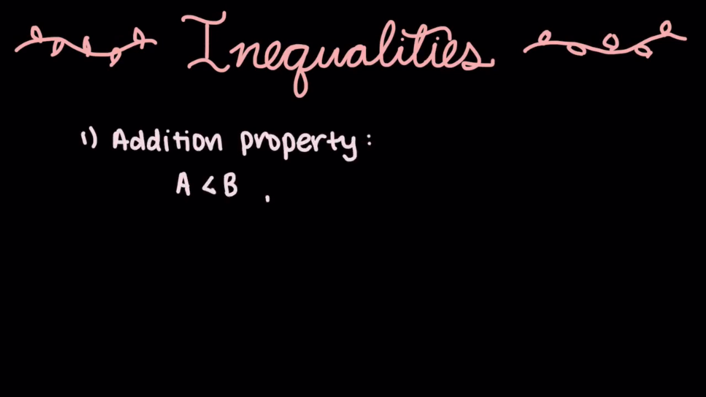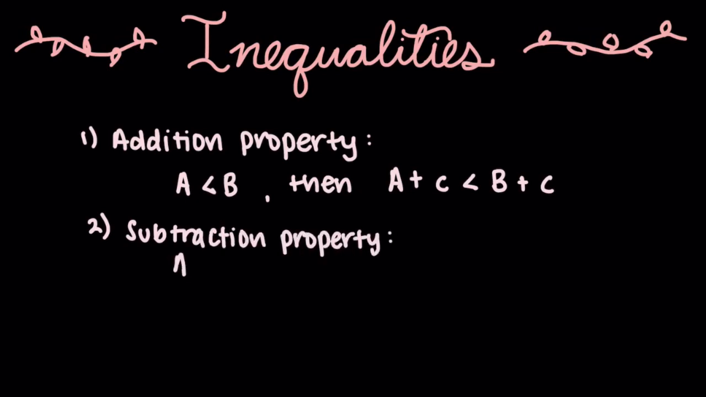Now, let's start moving on to inequalities. There are 4 main properties that you should know. The first one is the addition property. If A is less than B, then if you add C to both sides, A plus C is still less than B plus C. The next property is the subtraction property. If A is less than B, then if you subtract C from both sides, then A minus C is still less than B minus C.